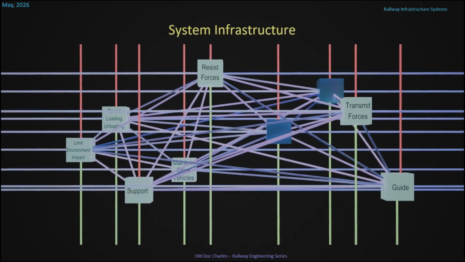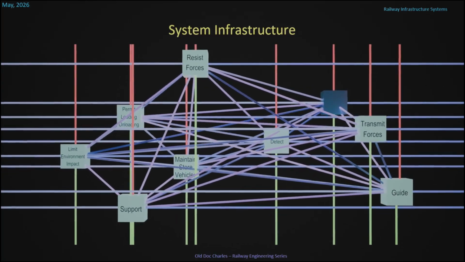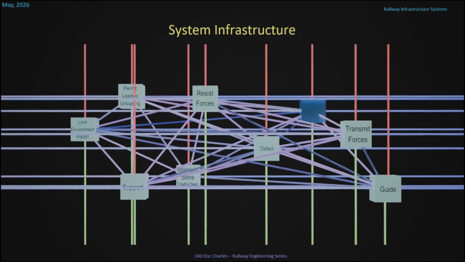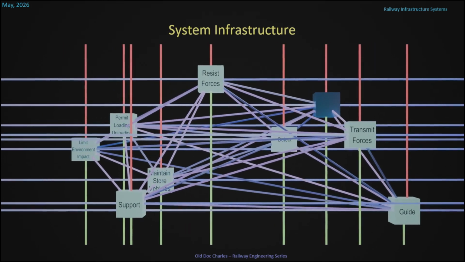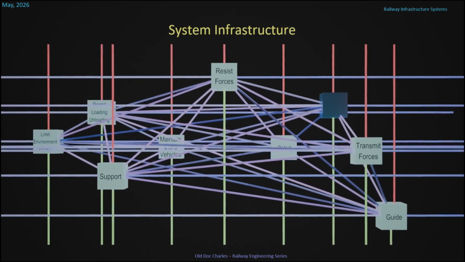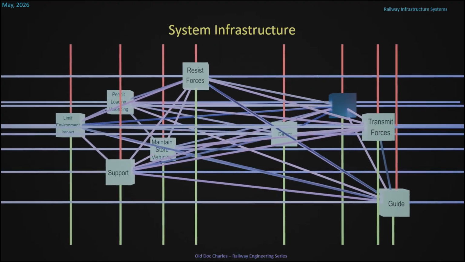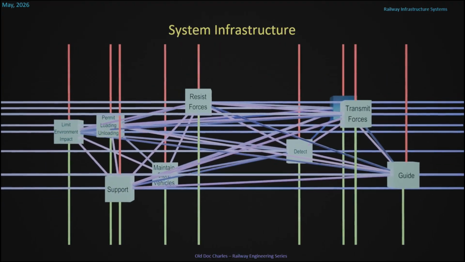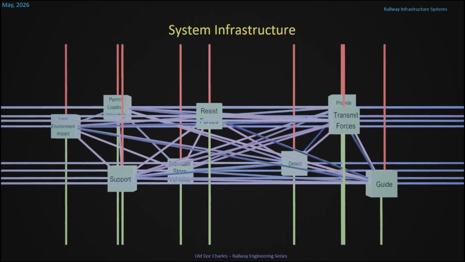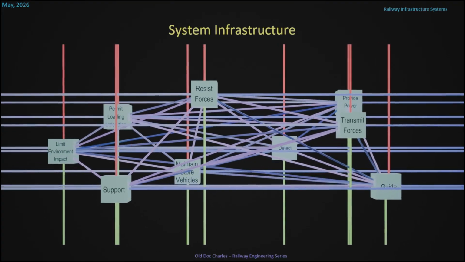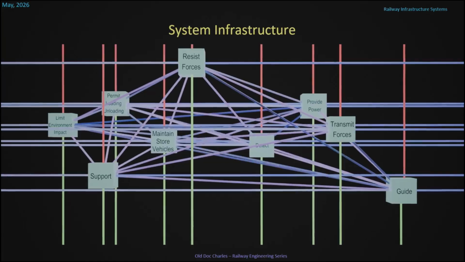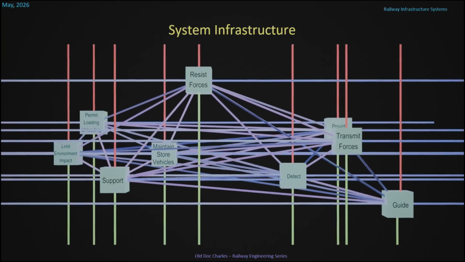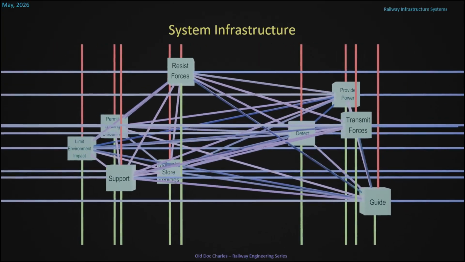We also need to facilitate train detection. The signaling system needs to know where the trains are. And for that, we use things like track circuits and axle counters. And we need to provide energy to power the trains, either by overhead line or third and fourth rail systems, depending on your individual railway.